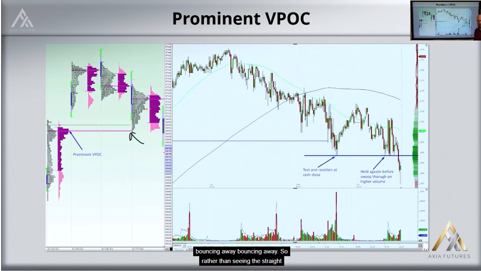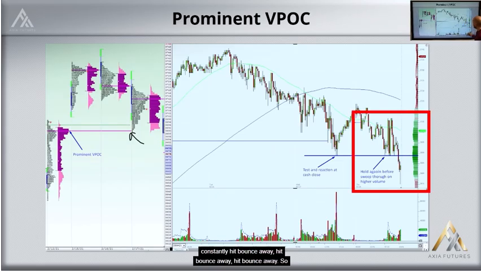So rather than seeing the straight sweep through, what we're getting here the next day is, after a day where volume trades above the VPOC here, volume equally builds above the VPOC again. You're not expecting a great deal of time at it, which is why it's constantly hit, bounce away, hit, bounce away, hit, bounce away. So whilst you've had multiple touches, you've not had a great deal of actual time there.